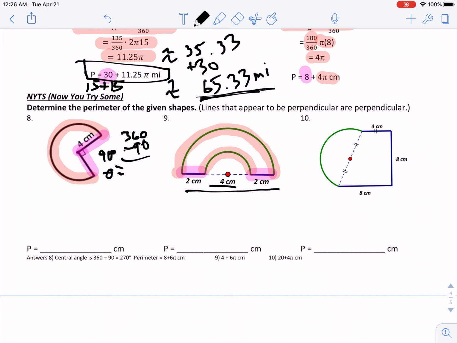Big key on this last one. We got our 3 straight parts. We have our 1 curved part, or our 1 arc. Make sure you notice there's a tick mark there, tick marks there, tick marks there. So all 3 of those are 4 centimeters long.